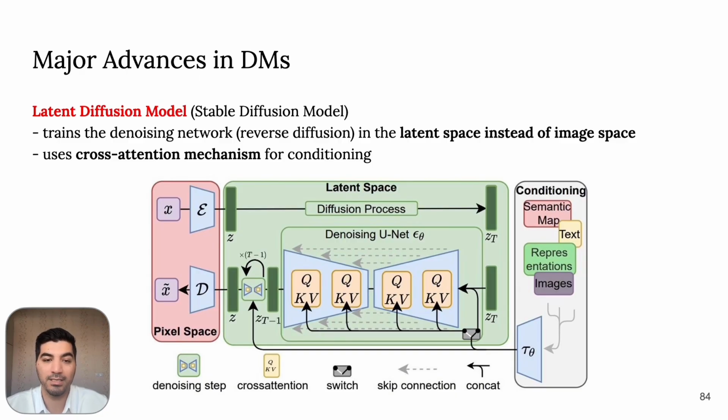Here, they use a standard unit similar to other works. They use simple loss, and they use cross-attention mechanism to condition image generation to whatever input we have in the right-hand side.